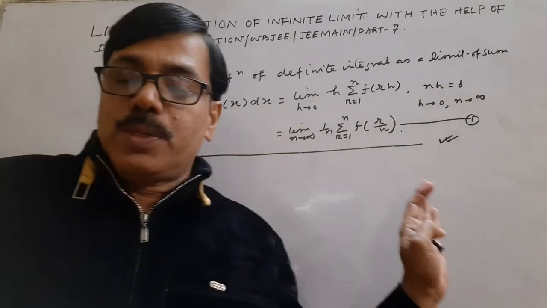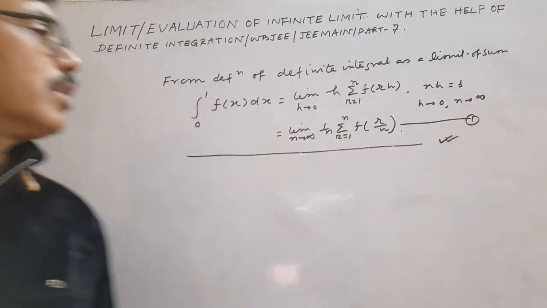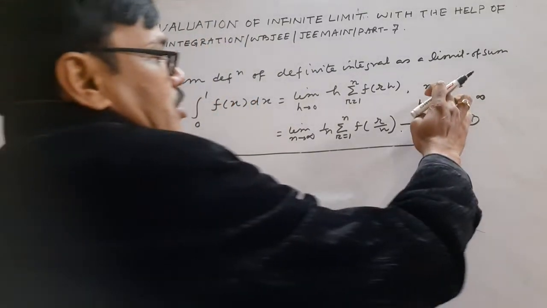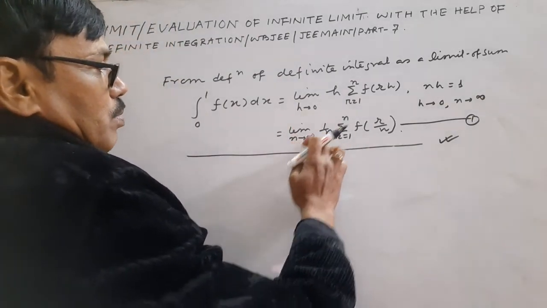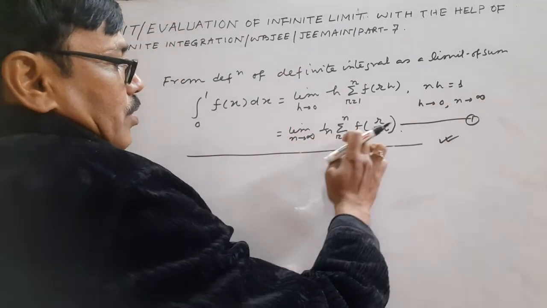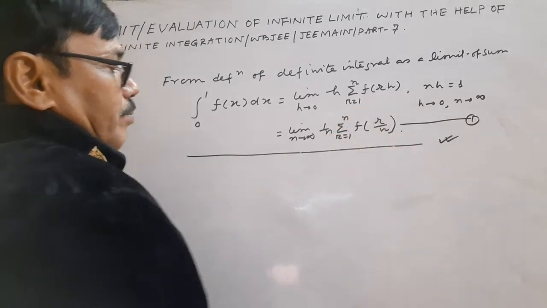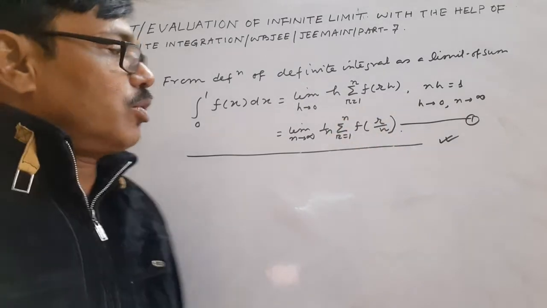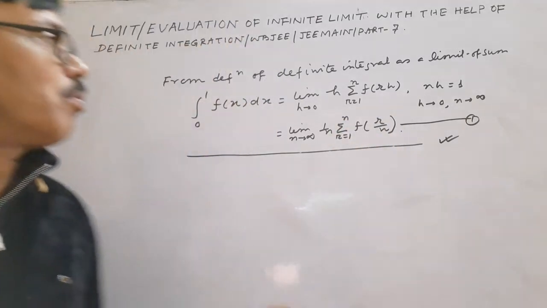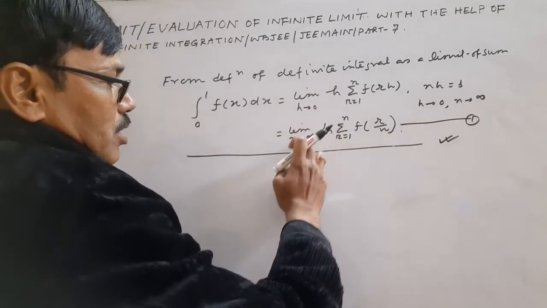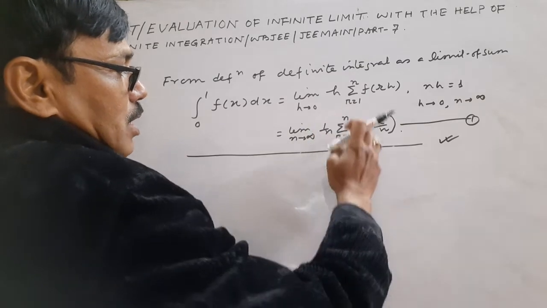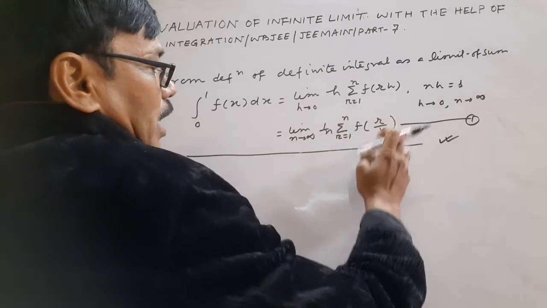Now we want to express it in terms of n. So as h tends to 0, n tends to infinity. So limit n tends to infinity, 1 by n, summation f of r by n. So in this case, for a problem of limit, we express it in this form: limit n tends to infinity 1 by n summation f of r by n.